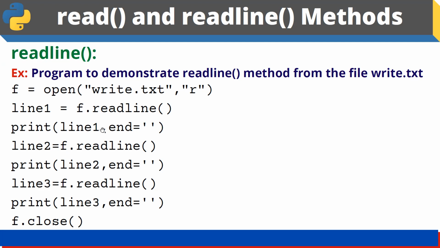So we print line1 with end equal to space, and line2 = f.readline() and print(line2). So we are reading the line and we are going to print line 2 with end equal to space, and line3 = f.readline() and print(line3) with end equal to space, then f.close(). So now we can run this program.